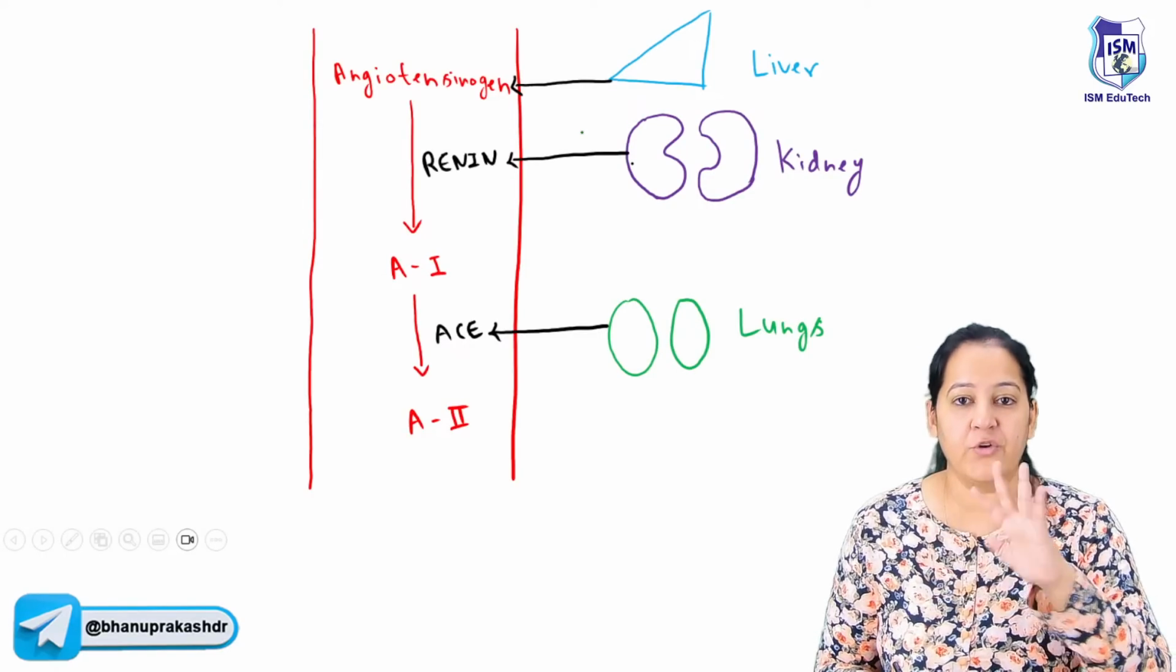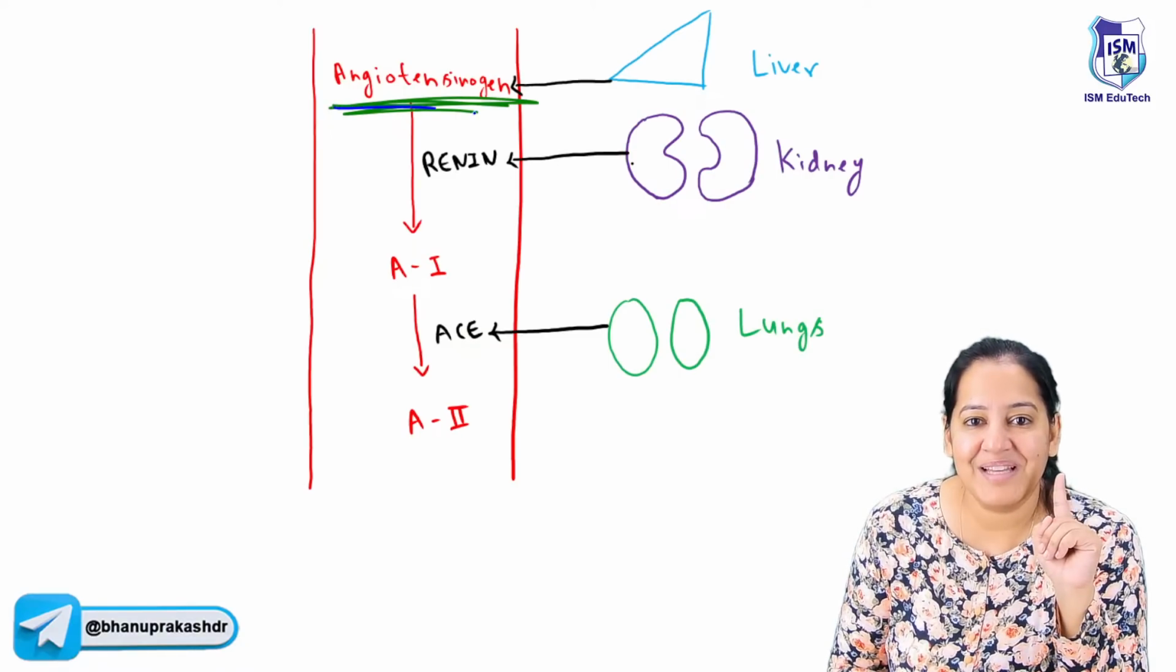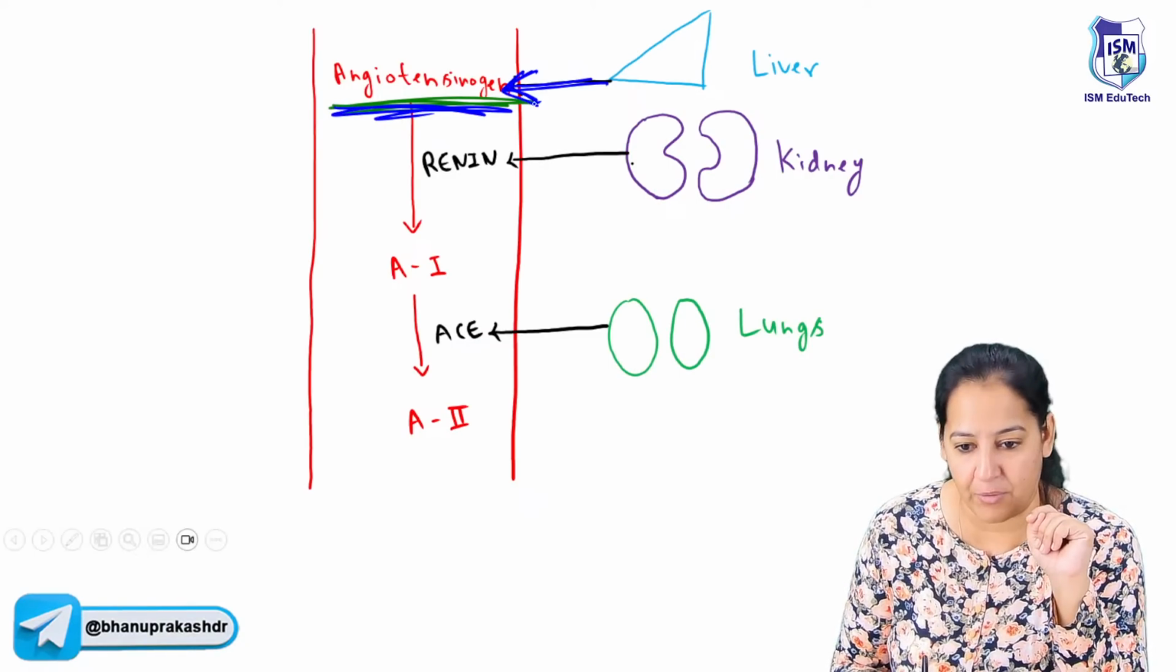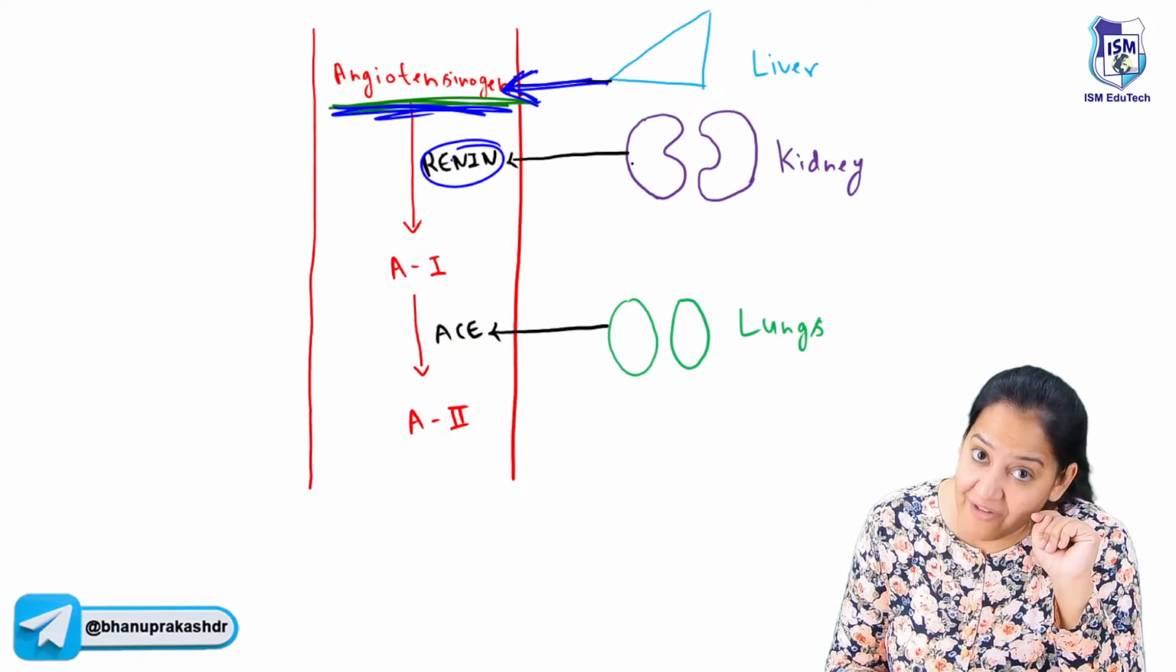You can see the simplified diagram. In my blood, in your blood, we all have angiotensinogen. The angiotensinogen is secreted by the liver. You can see from the liver it is secreted and coming out. It is present in our blood. Now, whenever we have a fall in BP, only then is renin coming.